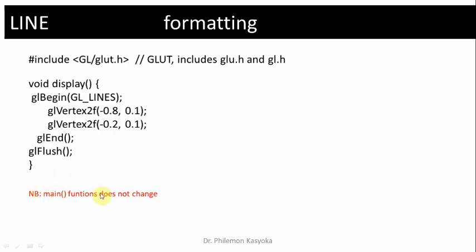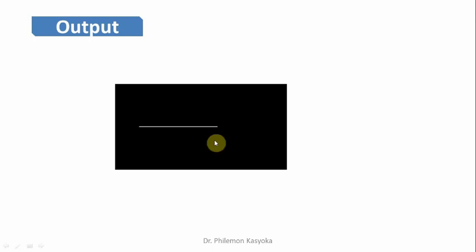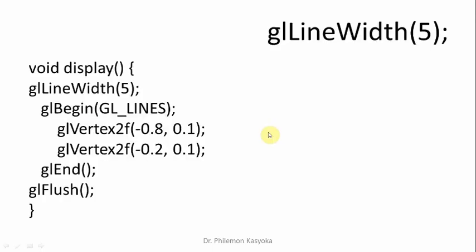And now the assumption here is that the main function remains as it is. Perhaps you can change the title to whatever suits you. So once we execute, we get a normal line. This is just an ordinary line. These are the 2 points. You join one point to another point and then you get the line. So we can manipulate these by introducing GL_LINE_WIDTH.